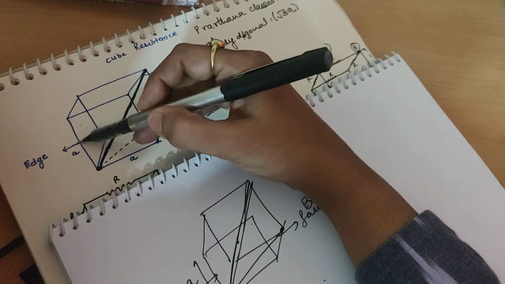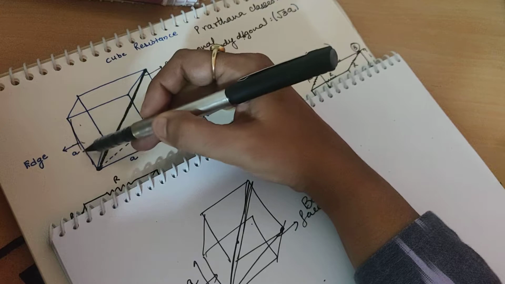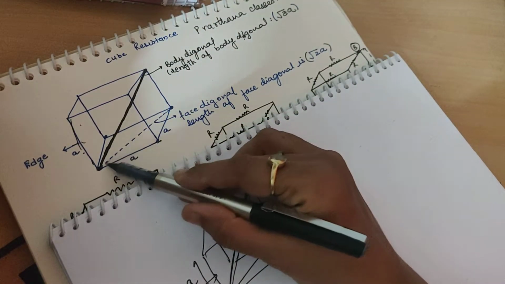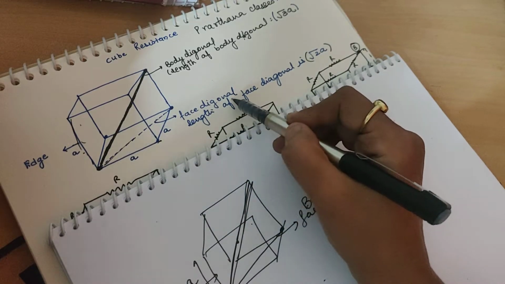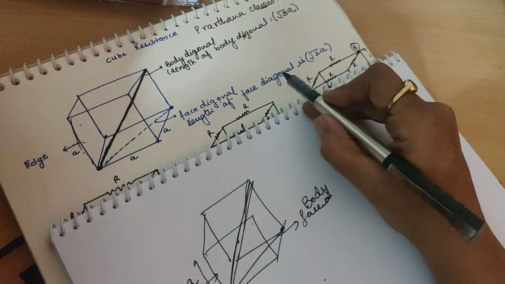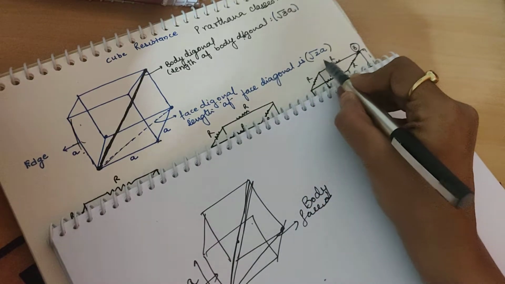This is said to be an edge. If these 2 points are joined, this is said to be a face diagonal. And we have already studied in mathematics that the face diagonal length is root 2a.